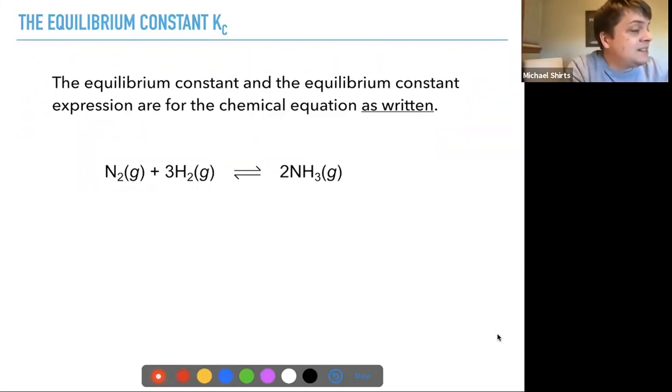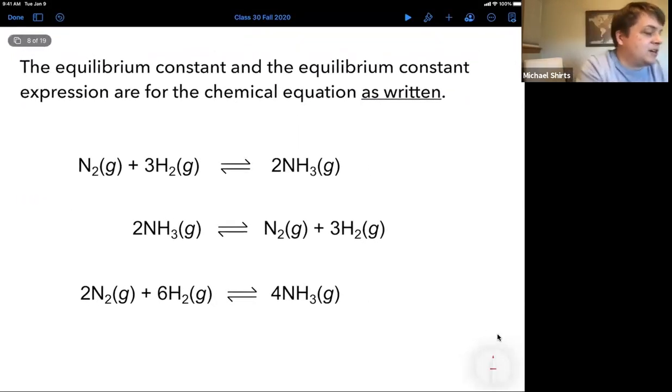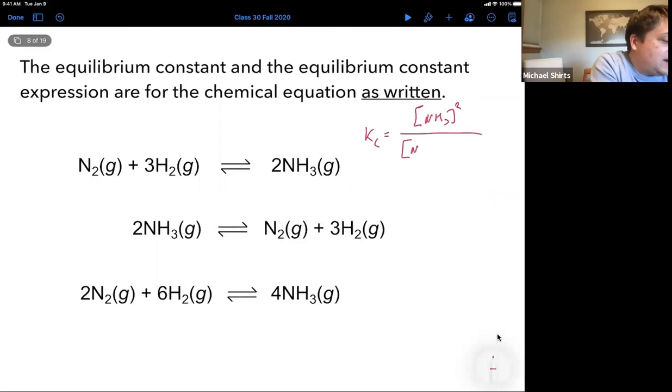For example, let's say we're looking at the reaction of nitrogen and hydrogen to make ammonia. In this case, we don't know the value of the equilibrium constant, but we do know how it should be written. It should be written as the product, NH3 squared, over the concentration of reactants, N2 and H2, where H2 is to the third. So that's going to be the equilibrium constant for that reaction.